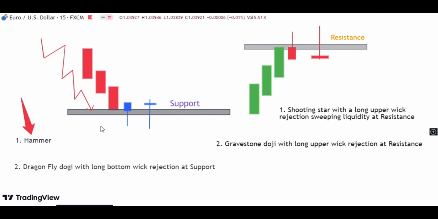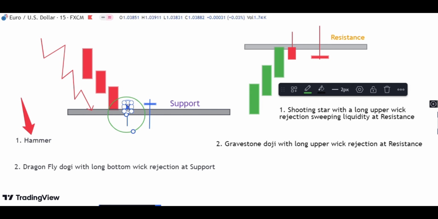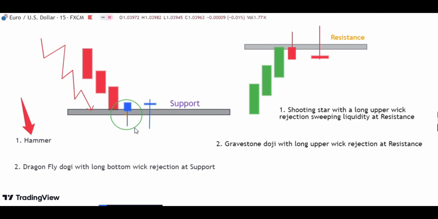All right. So the hammer looks like this. It looks more like this. It has a smaller upper body with a long wick at the bottom. And when this candlestick happens at support, listen to me, it has to happen at either a support level or at the bounce off of a trend line.